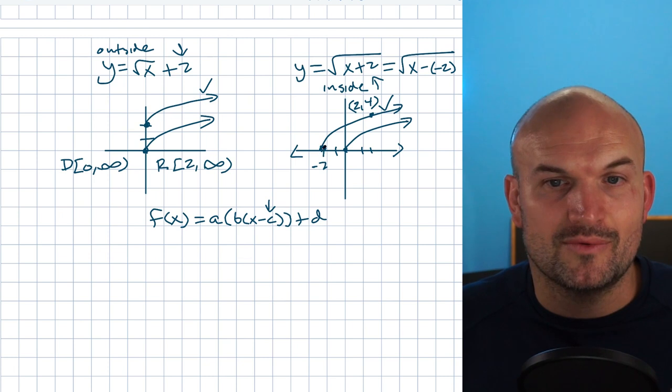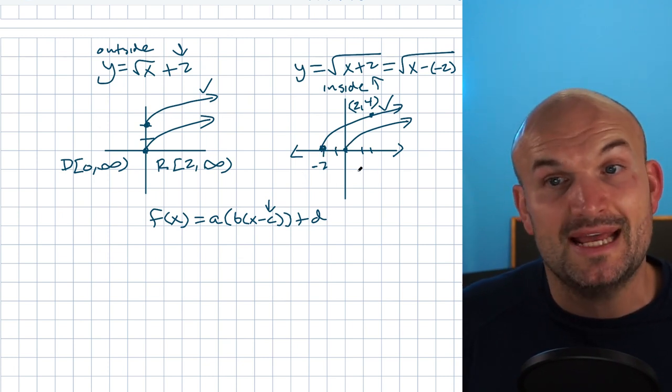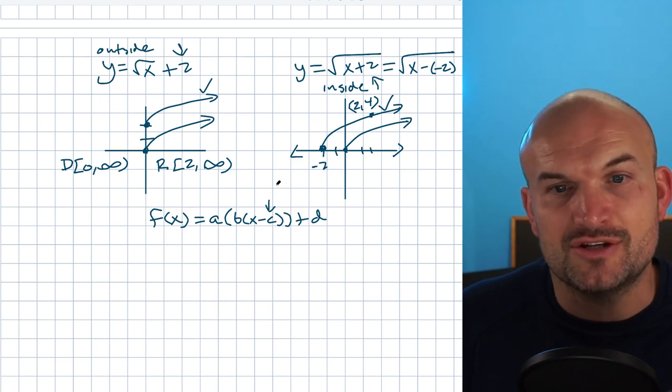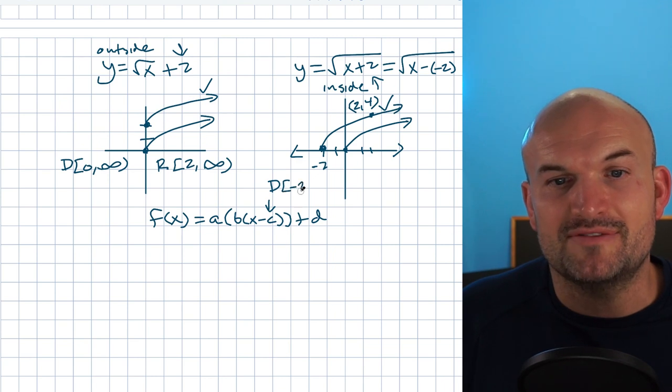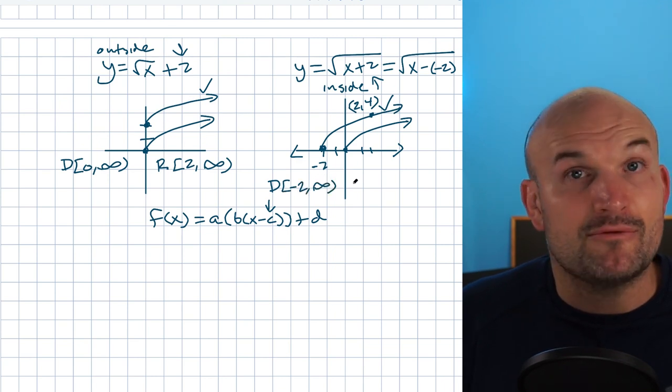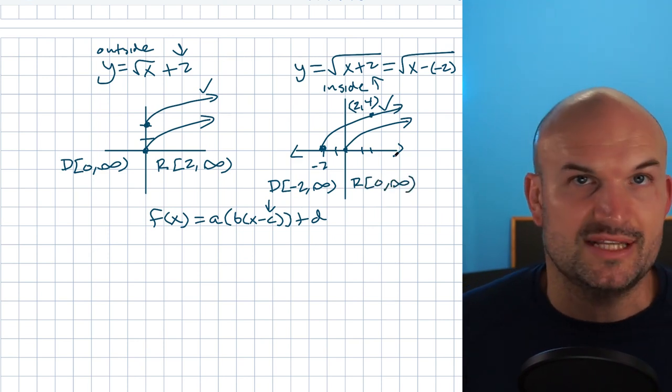And in the same respect, whenever I have a horizontal transformation, my range is not going to change, but my domain is. So in this example, my domain is now being shifted 2 units to the left. So now my domain is going to be from negative 2 to infinity, and my range is going to be unchanged, which is going to be from 0 to infinity, which you can see the graphs portray.